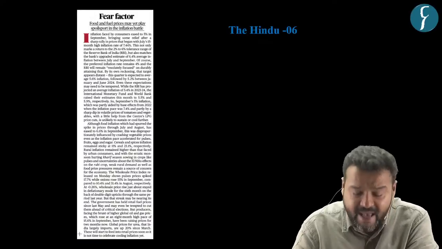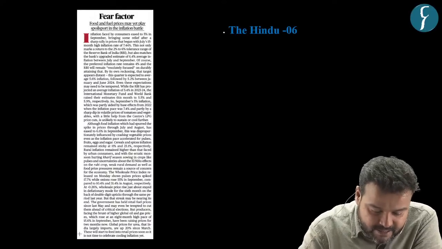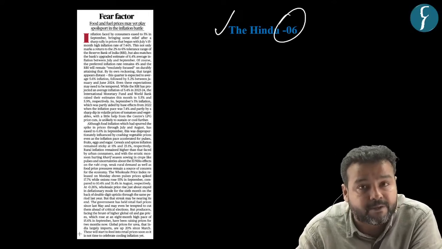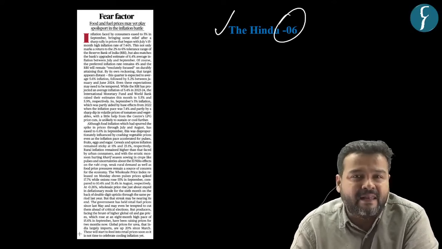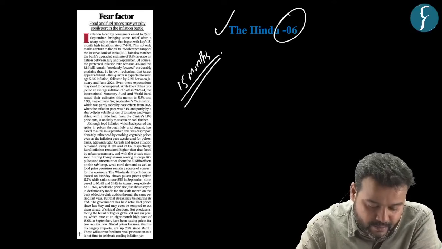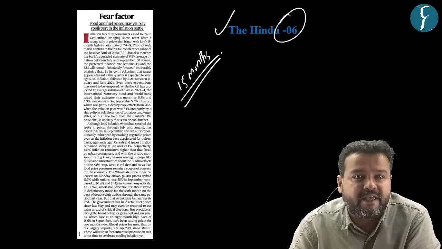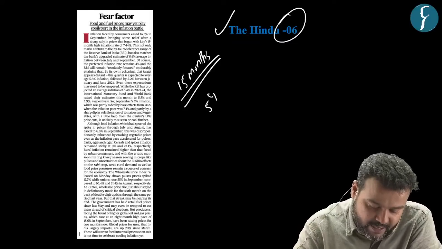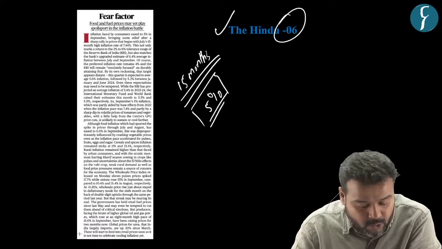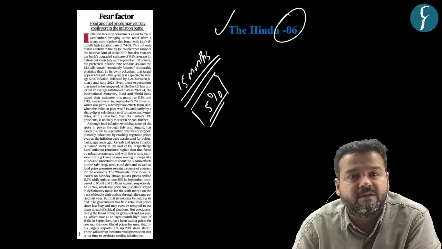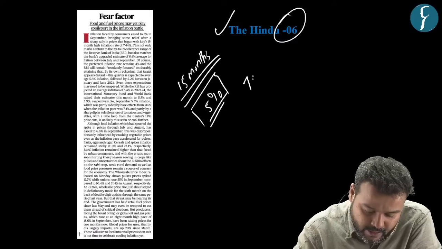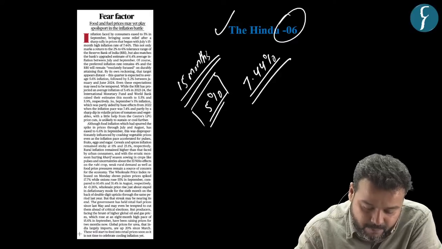So as we discussed, the first discussion is based on this news which featured on page number 6 of the Hindu newspaper. Now, after a rally of around 15 months, for the first time a respite came in the shape of the inflation rate falling by 5%. So for the last 15 months, the inflation rate was persistently high, reaching its peak in around June, which was around 7.44%.